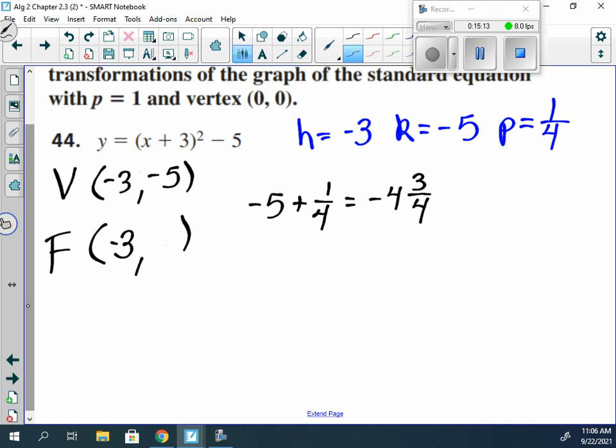Or we can say negative 4.75. Are all those the exact same number? Because 3/4 is 0.75, yes? So we can see that negative 4 3/4 and negative 4.75 are the same. Or -19/4, because if it was 20/4, 20 divided by 4 is 5. We just have one less than it, so it would be the same thing.